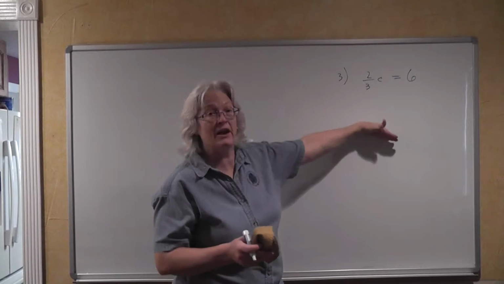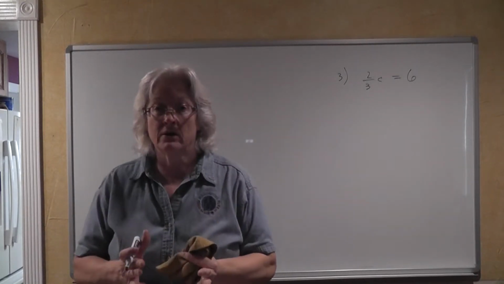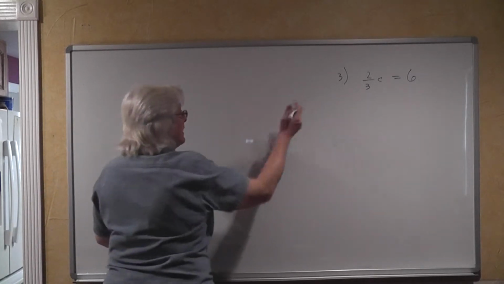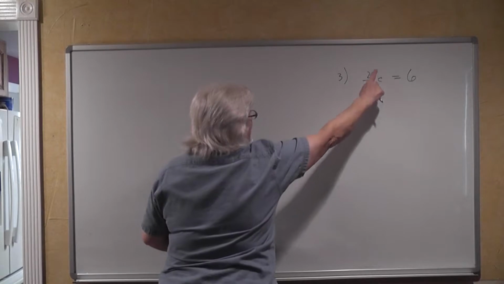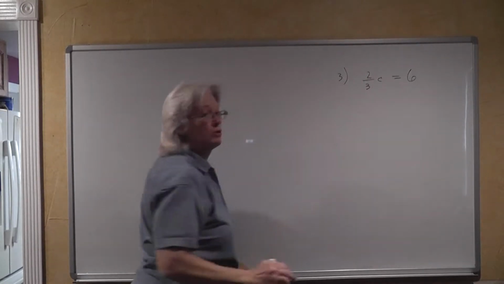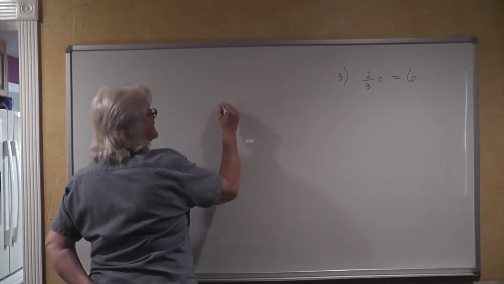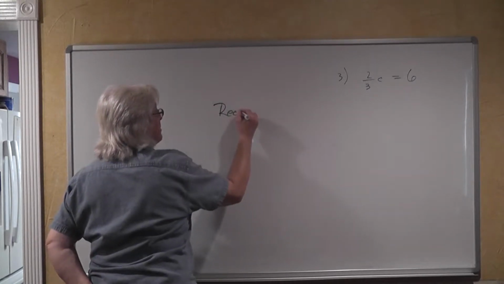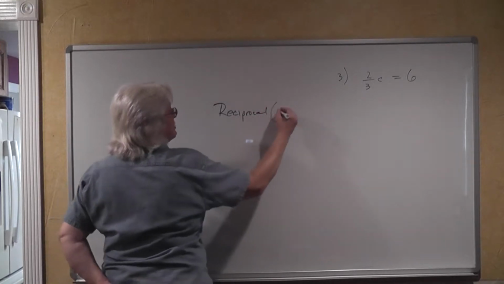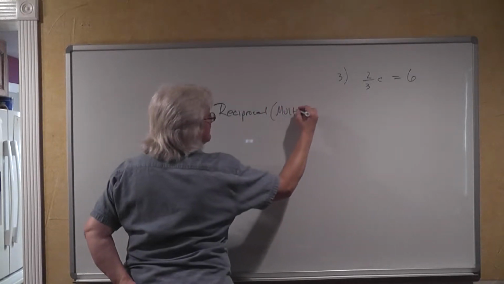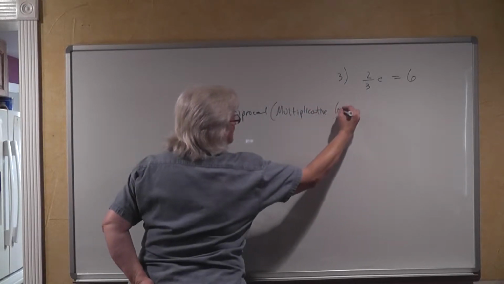I could actually write that out for you, but I don't want to, because I want to go back to what they tell you to do when you have a fraction that is multiplied against that variable. And it has to do with reciprocals, which are also called multiplicative inverses.